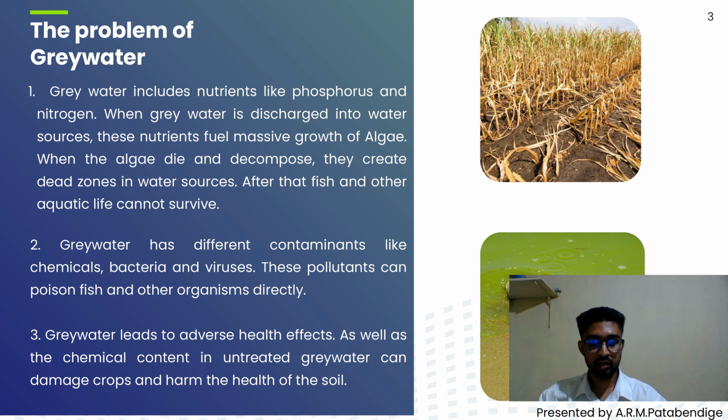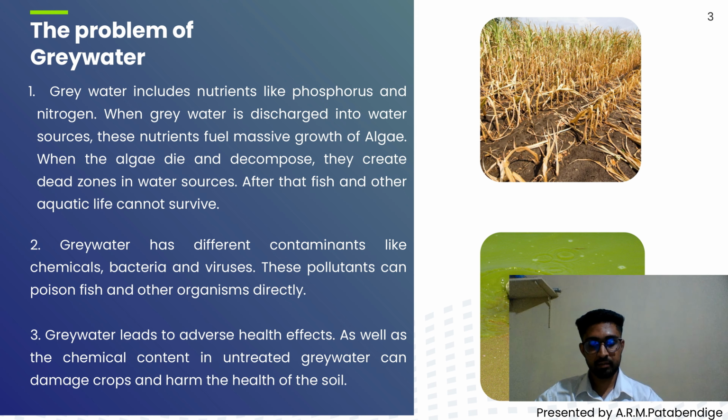1. Nutrient pollution. Greywater contains high levels of nutrients like phosphorus and nitrogen from soaps and detergents. When this is discharged untreated into water sources, these nutrients fuel a massive uncontrolled growth of algae. This process, visible in the image, depletes the water's oxygen. When the algae die and decompose, they create dead zones where no fish or other aquatic life can survive. This is an ecological disaster.